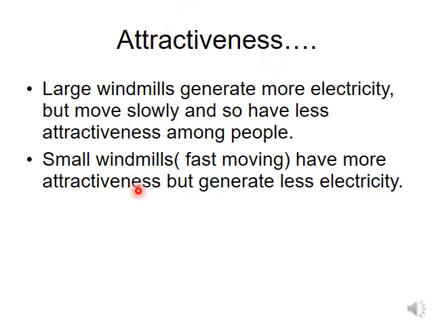The concept behind this is that in a windmill what we have to generate is the torque to move the turbine. We need torque and not speed. Small windmills generally have larger velocity, whereas large windmills have relatively less velocity of the blades, but they produce more torque.